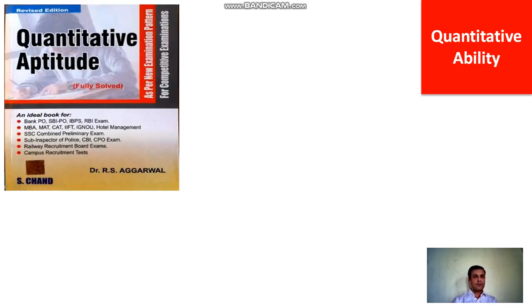For quantitative ability, the most commonly used book, for so many decades at least I know, is by S. Chand publisher, and the author is Dr. R.S. Agrawal. A very good book, the largest selling book, and it is for so many exams starting from bank PO, SBI exams, MBA entrance exams, hotel management exams, staff selection commission, insurance exams, railway exams, and campus recruitment exams also. So it's a very good book.